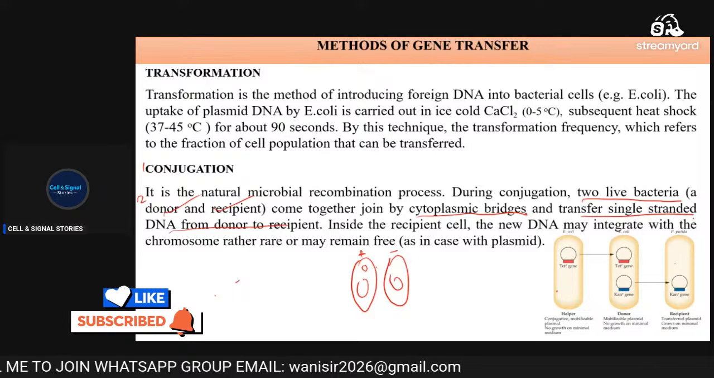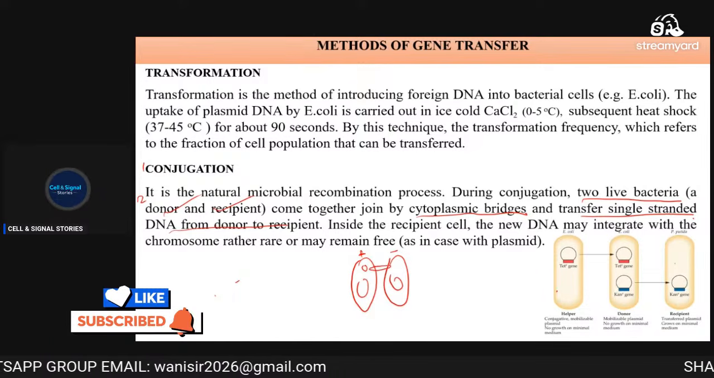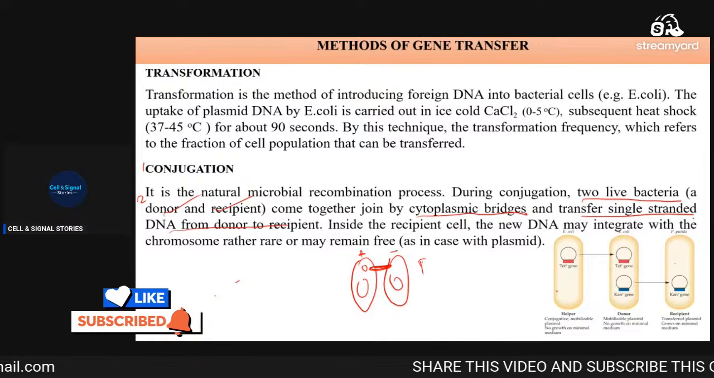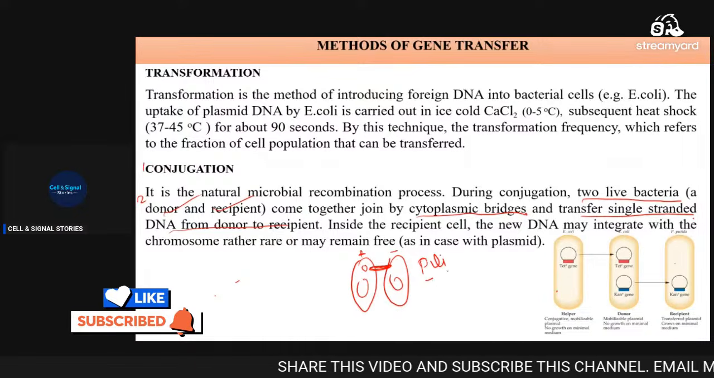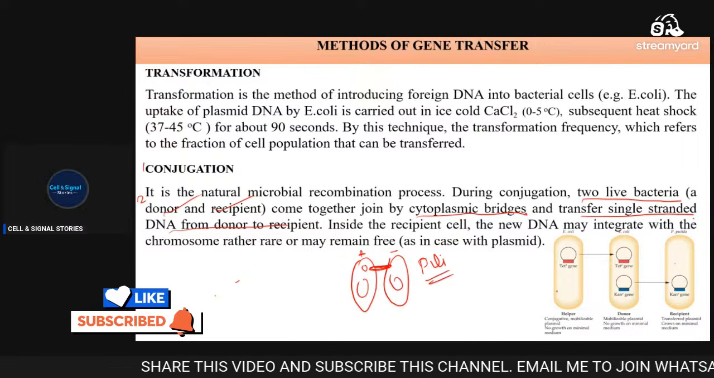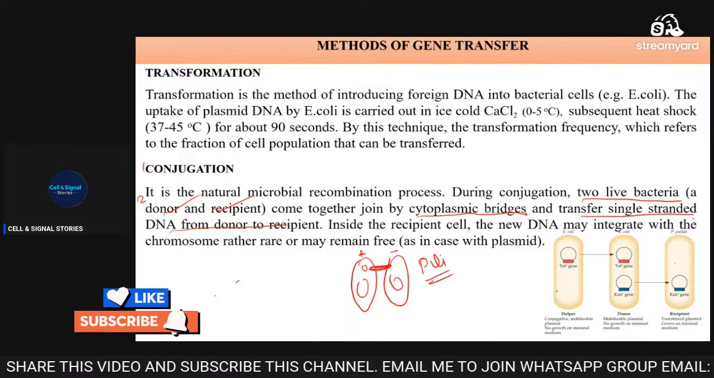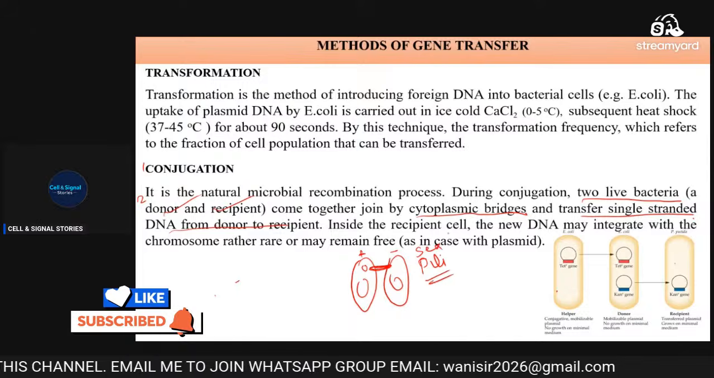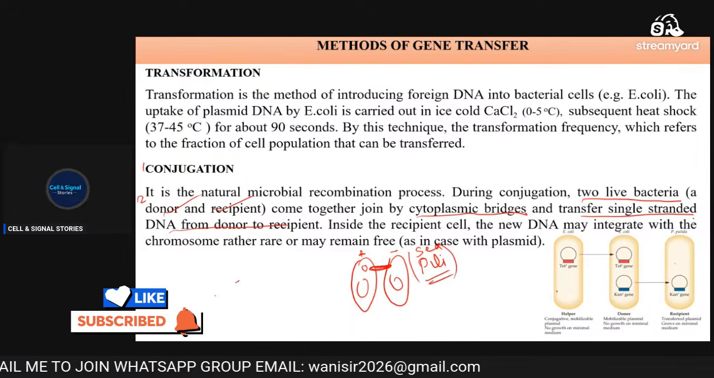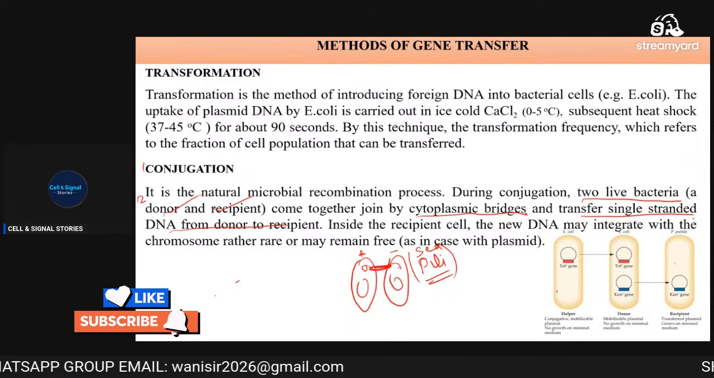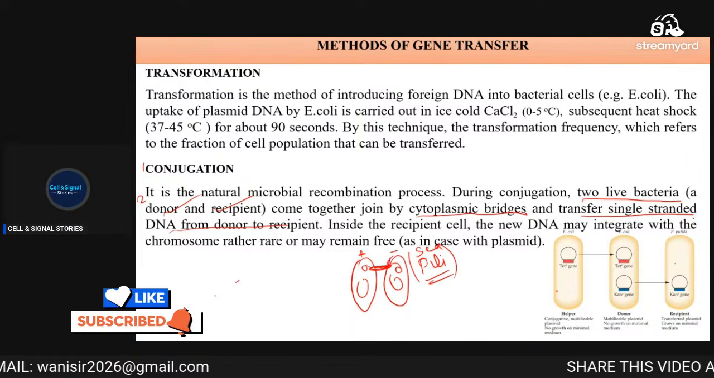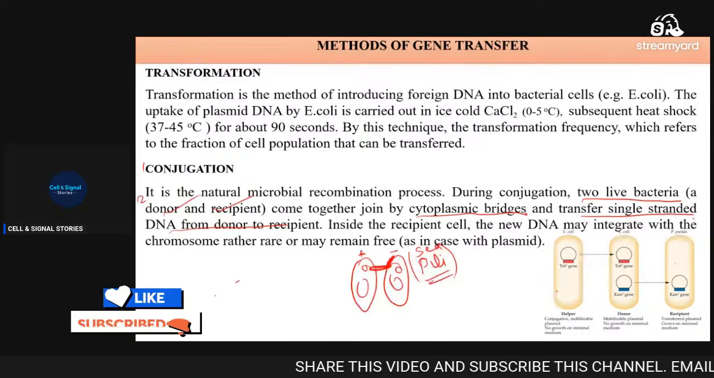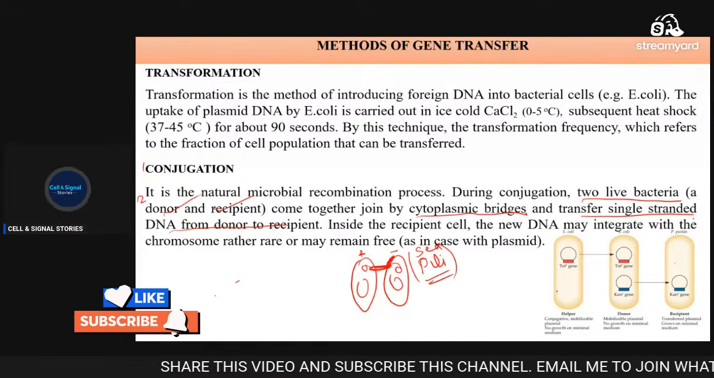This is positive, this is negative. They form the cytoplasmic bridge, that is a pilus, and they come together and transfer the DNA. These cytoplasmic bridges are also called the sex pilus. So they transfer this single stranded DNA from one bacterium to the other, that is called a transformation.